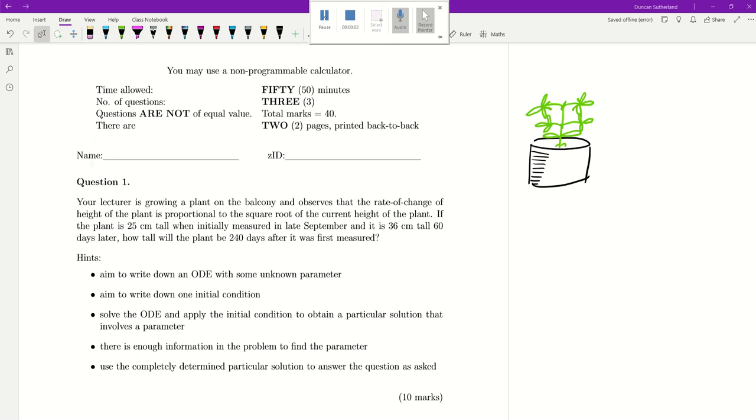Okay, so this is another word problem. You should be familiar with this one because most of you would have seen it in the first test of 2021. Question 1.